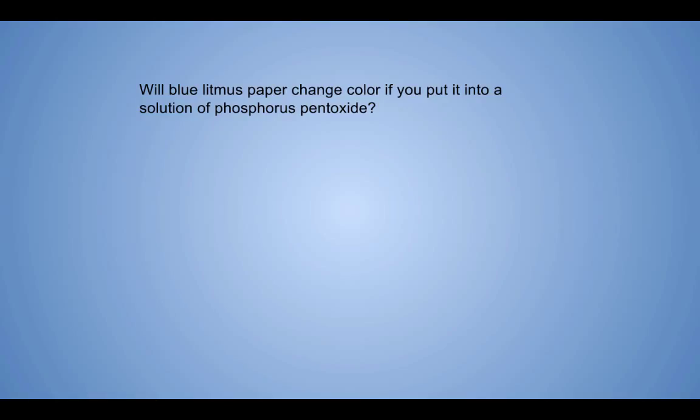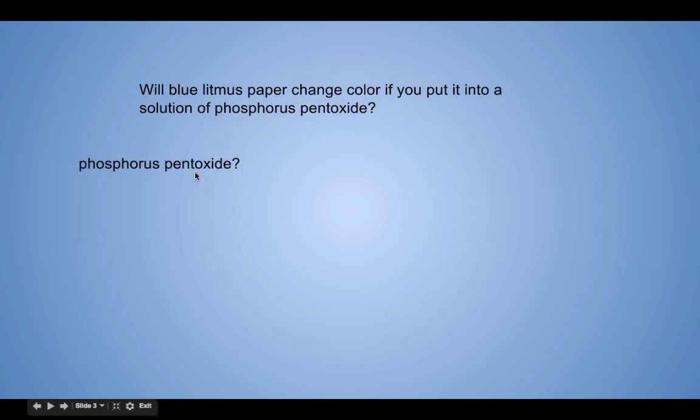So here's a new challenge for you. Will blue litmus paper change color if you put it into a solution of phosphorus pentoxide? Firstly, blue litmus paper will usually meet with acid to turn it into red, right? So let's take a look.